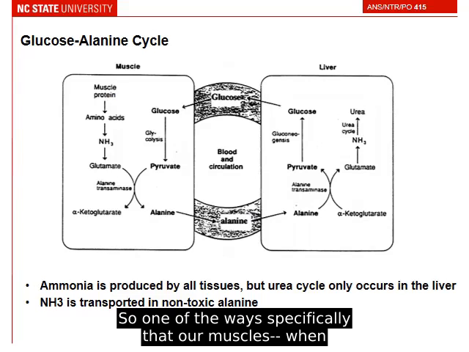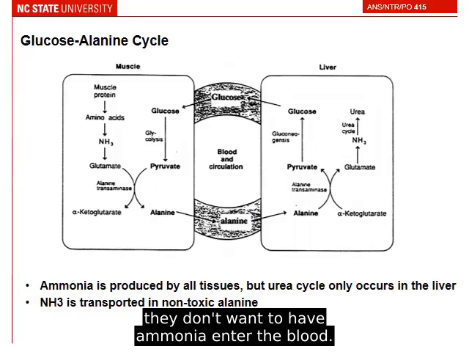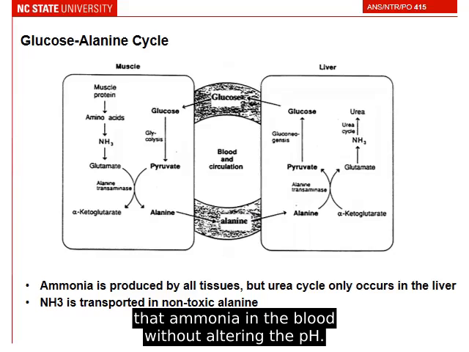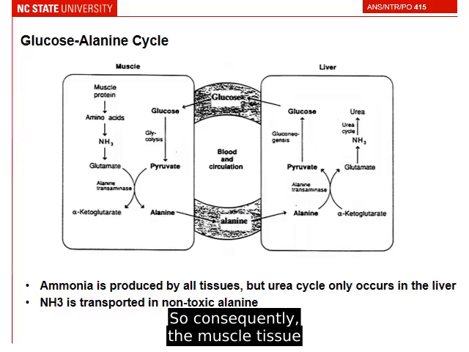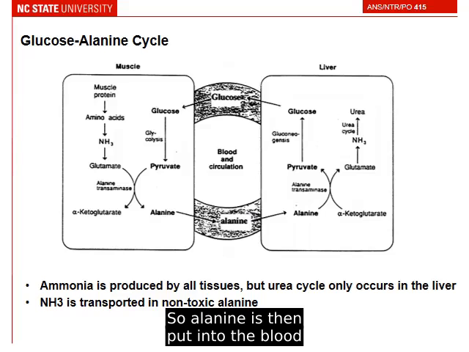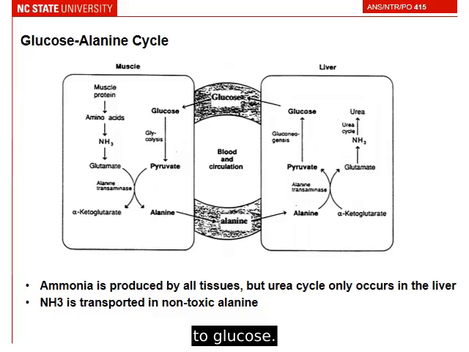So one of the ways specifically that our muscles, when they start degrading some muscle protein, they don't want to have ammonia enter the blood. That's going to alter our pH. So we need to be able to transfer that ammonia in the blood without altering the pH. So consequently, the muscle tissue ends up converting the amino acids to alanine. So alanine is then put into the blood, and the liver is able then to convert alanine back to glucose.